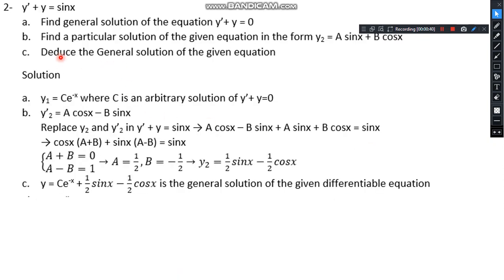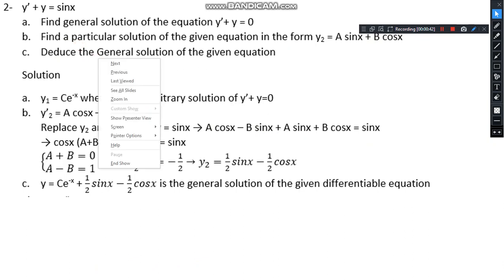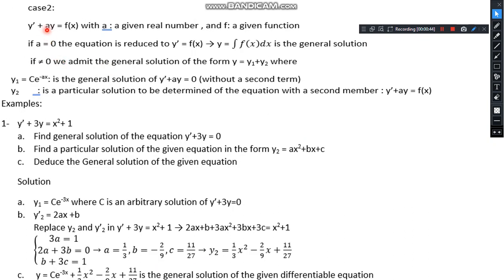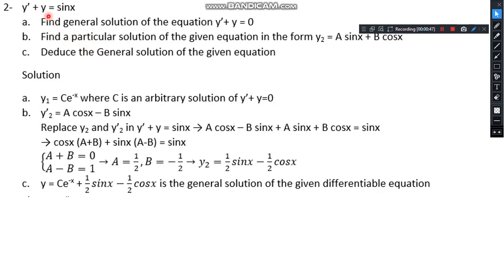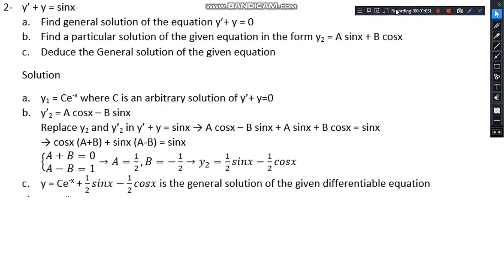If I continue, suppose here, similarly, this is of which form? It's of the form y' + ay = f(x). So first of all, I solve for y' + y = 0. Y' + y = 0, so directly it's c e^(-x), where c belongs to R, an arbitrary constant. So now I want to find the general solution. If you have sine, I'm going to give you y2 = a sin x + b cos x. Work on it to find the particular solution.